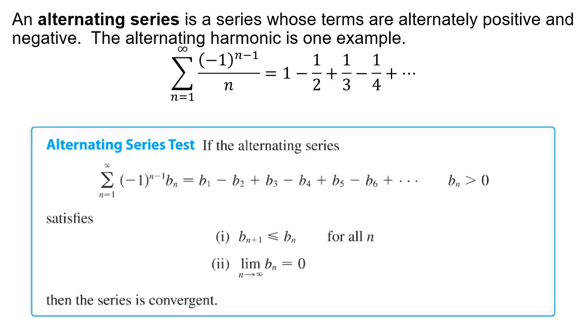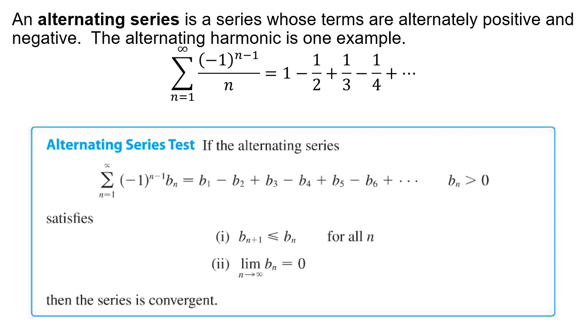So an alternating series is a series whose terms are alternately positive and negative, kind of like what I just said. And so the alternating harmonic series is one example of that, where you start with a positive one, and then a negative one half, a positive one third, a negative one fourth, and you just keep adding and subtracting numbers in that same sort of pattern. And we talked a little bit earlier in one of the other sections that your alternating harmonic series is actually convergent.